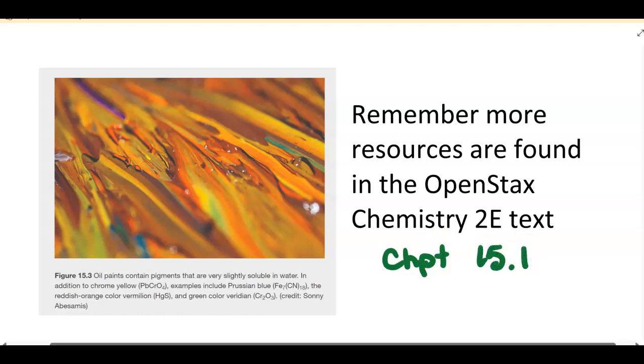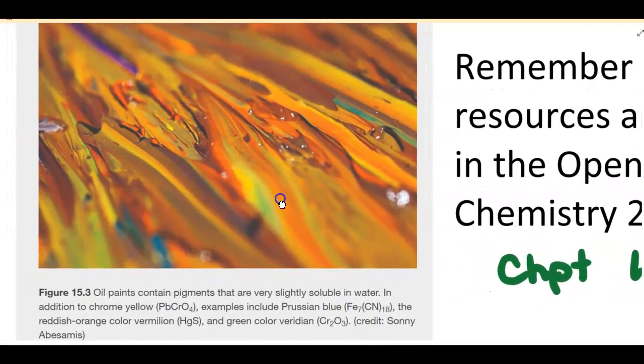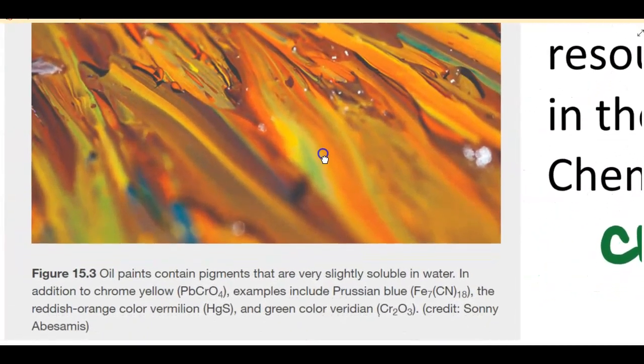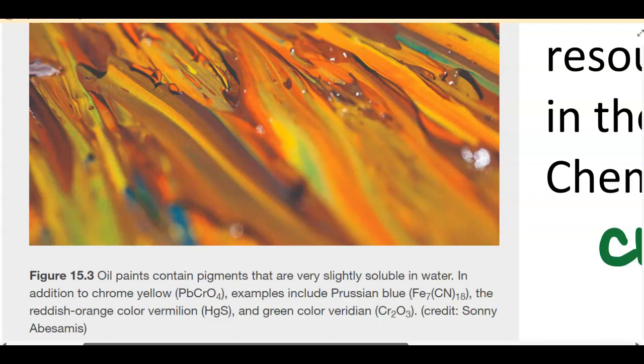Nothing is truly totally insoluble, but sometimes such slight amounts are soluble that we generalize and call the solution insoluble. For example, oil paints are very slightly soluble in water, and as you can see, these are all salts, with examples shown here like Prussian blue, chrome yellow, and vermilion.